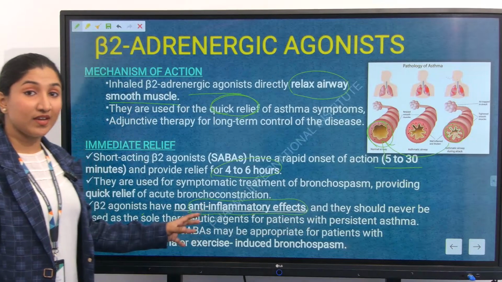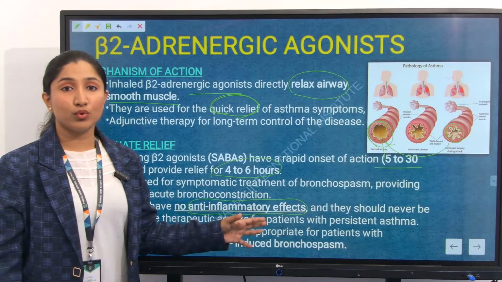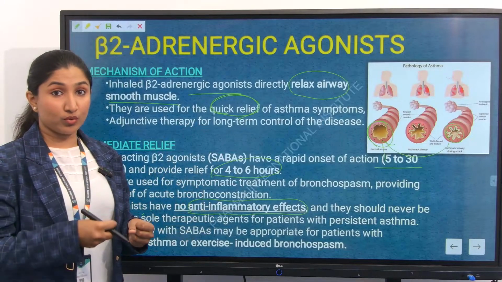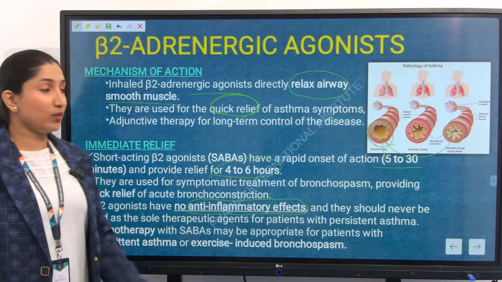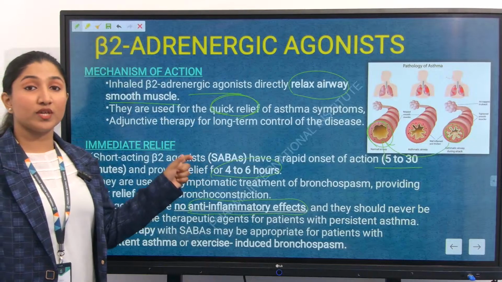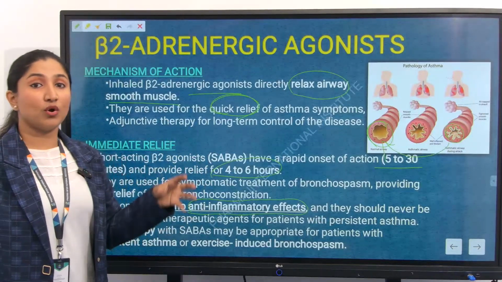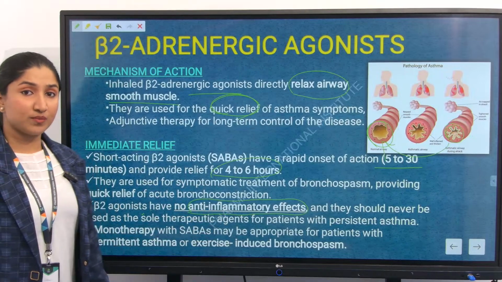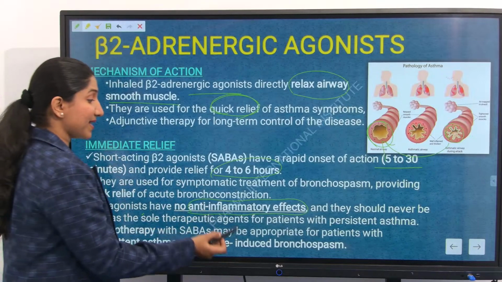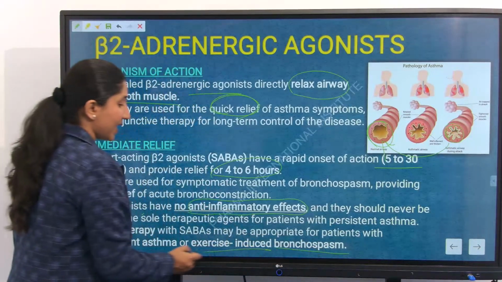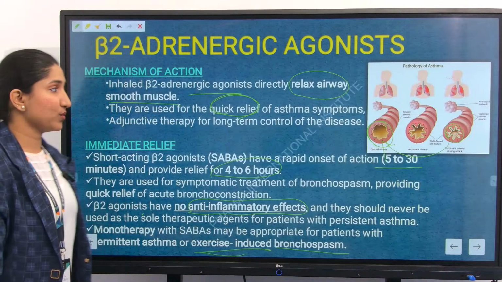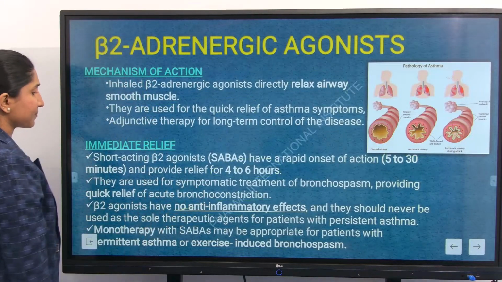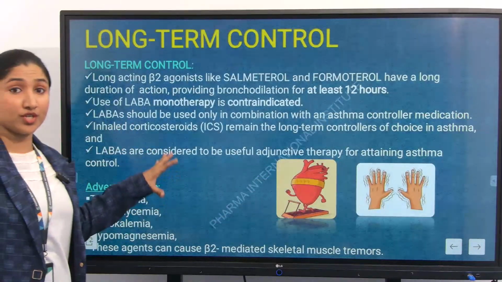Bronchodilatory properties, and therefore they cannot be used as monotherapy in the case of asthma, because we know asthma is caused both by bronchoconstriction as well as inflammation. Okay, so these agents are good only for the acute symptomatic treatment or for the episodic treatment of asthma. Otherwise they can be used as monotherapy when there is bronchospasm caused by exercise, exercise-induced bronchospasm. Okay, that was about the short-acting beta-2 adrenergic agonists.